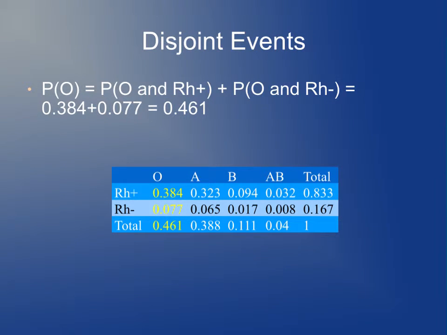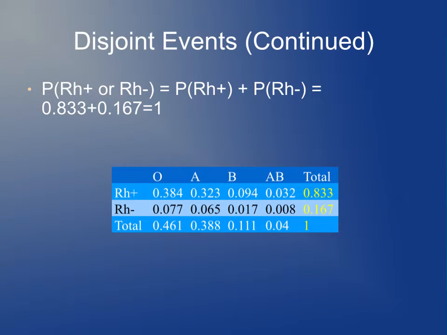So let's find the probability that a person has type O blood. Well, a person can't have both Rh positive and Rh negative blood at the same time. So the probability of having type O blood should be equal to the probability of O positive plus the probability of O negative, which is 0.384 plus 0.077, which is equal to 0.461, as it should be.